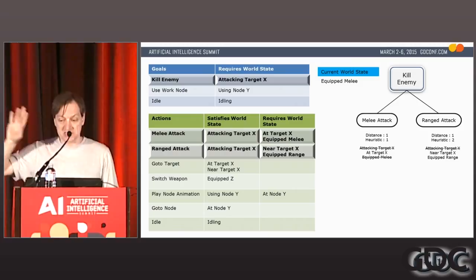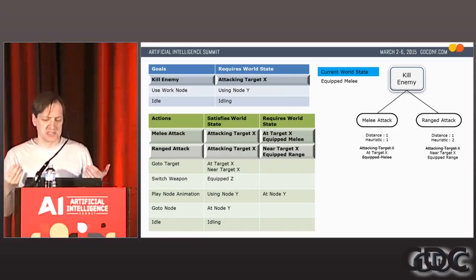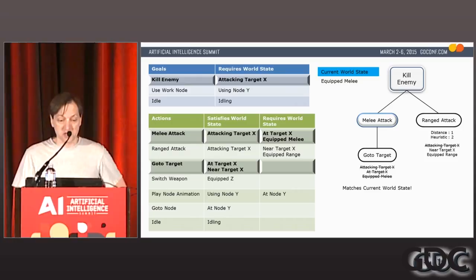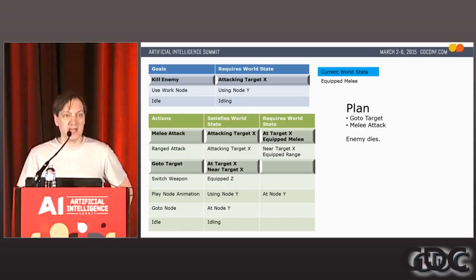If you do some complicated counting here, you find the heuristic for ranged attack is bigger. A* always expands the shortest distance plus heuristic, which is going to be melee attack. We find one neighboring action, go to target, that satisfies that at target. We have no more outstanding world state variables. We've matched our current world state. We have a plan. We go to the target, we perform a melee attack. We hope the enemy dies. That's the goal. Usually the enemy is the player. Usually he doesn't die from one attack.